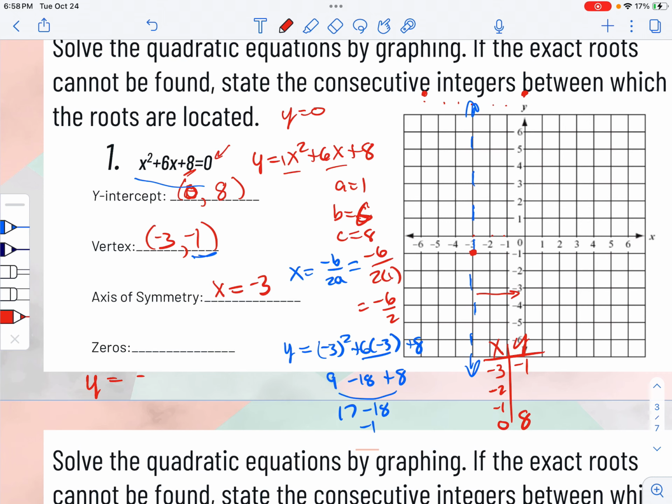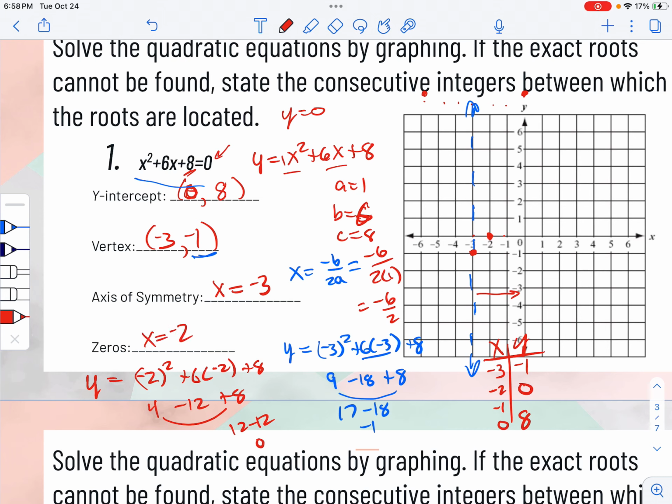So y equals negative 2 squared, plus 6 times negative 2, plus 8. So that's 4 minus 12 plus 8. 8 and 4 is 12. 12 minus 12 is 0. And that's a good thing. Negative 2, 0 is right there. That's one of my zeros. That's where it crosses the x-axis.